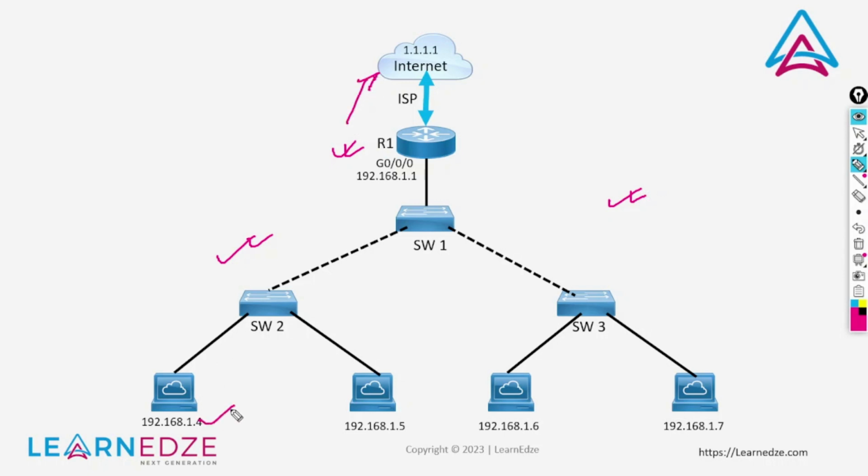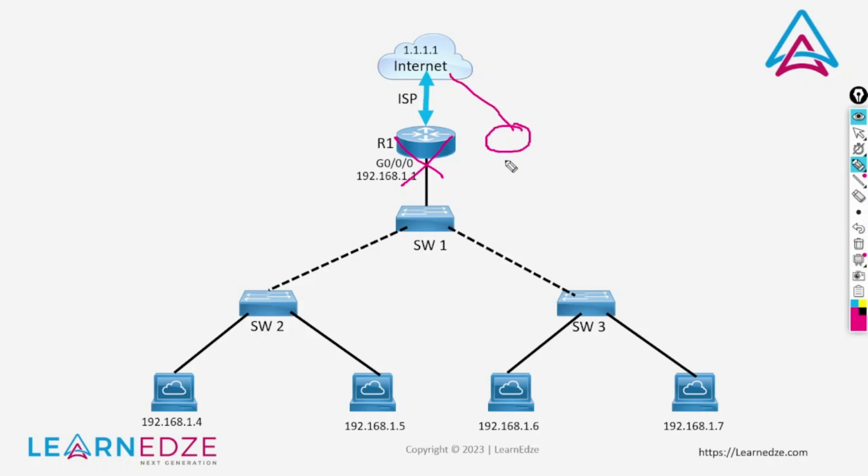So for all the hosts present in this network, there is only one single point, that is router R1, through which they can connect outside to the internet. If this router R1 fails, then all the hosts cannot reach the internet. So it will be better for the organization to have a redundant link.